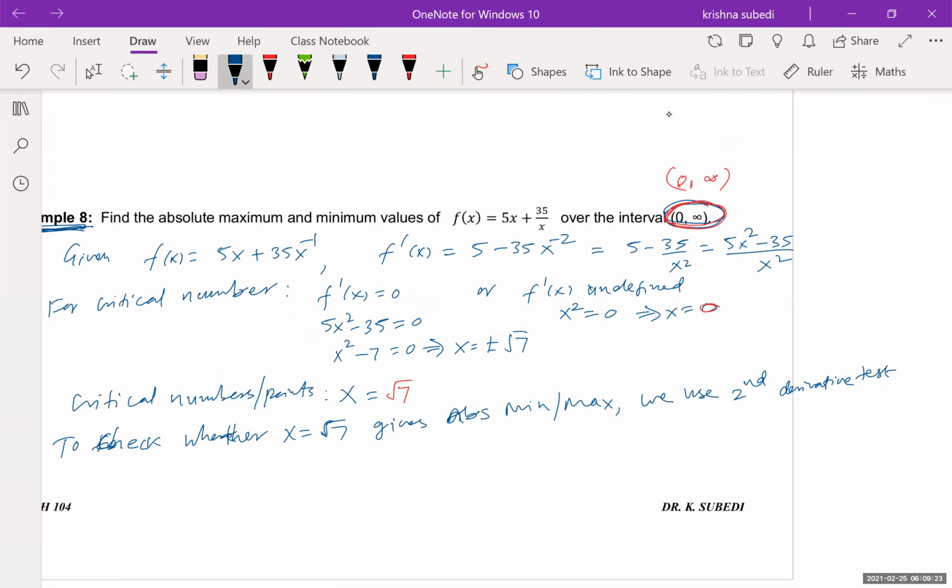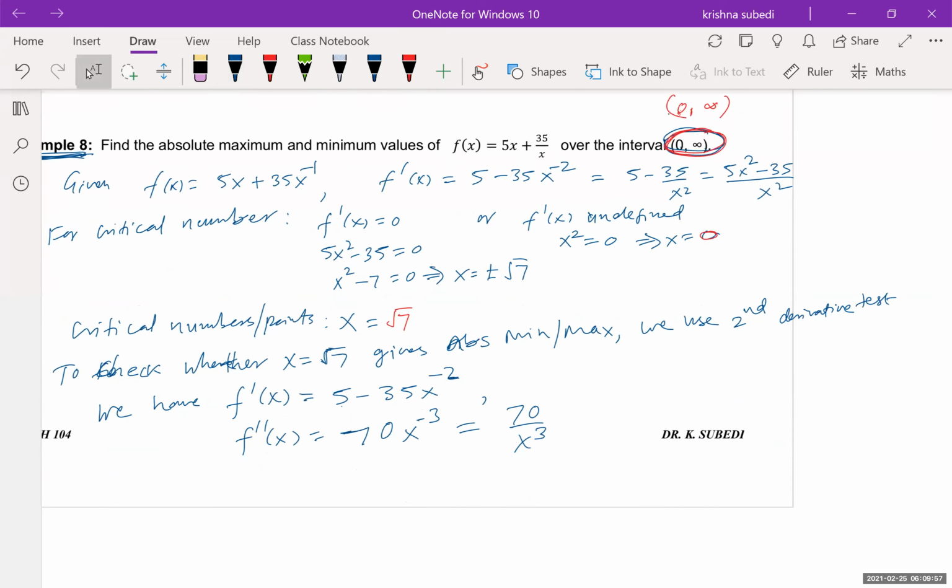Now second derivative means, let me just copy, we have the first derivative, which is 5 minus 35 x power negative 2. That is my first derivative. So the second derivative is going to be, this is 0, that will be negative, or negative positive, so I'll get 70 x power negative 3, which gives me 70 over x cubed. That is my second derivative.